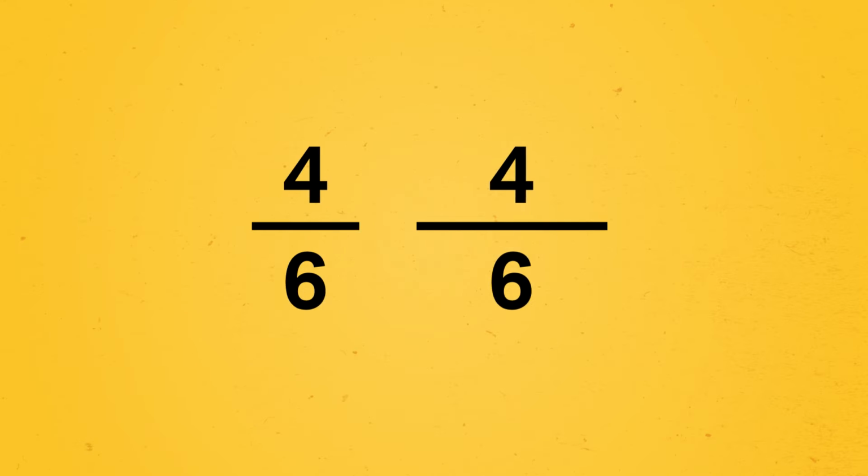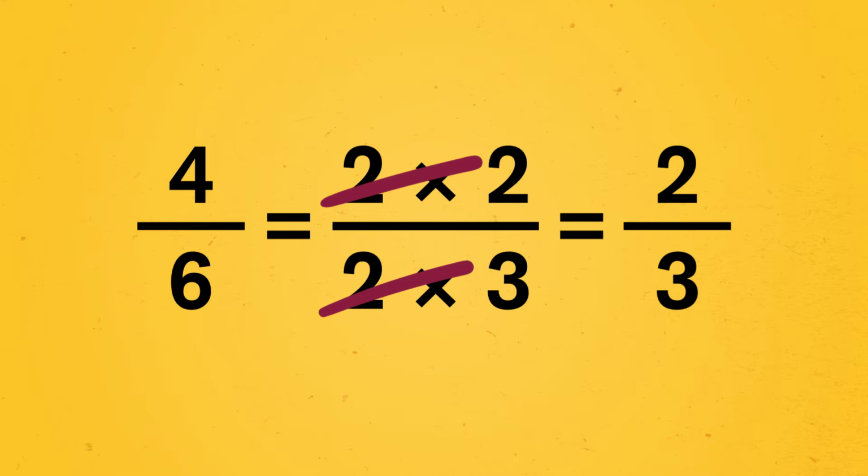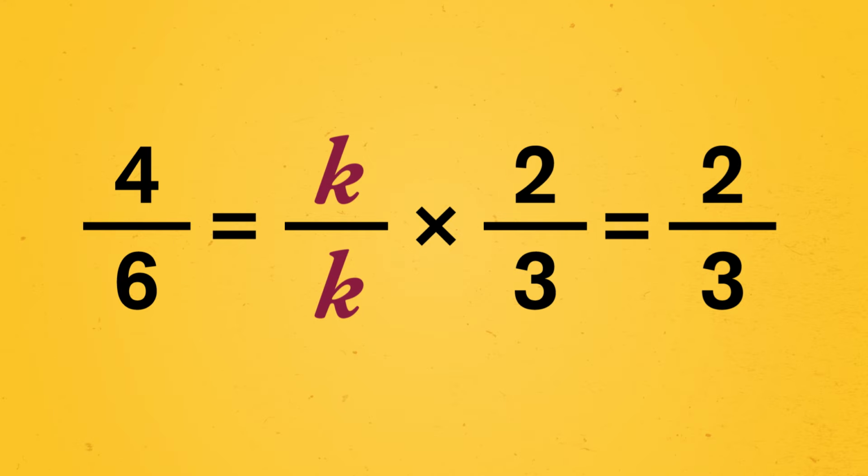It sounds obvious, but this fourth property is actually behind all the arithmetic involving fractions. For example, it's the principle we use to reduce or simplify fractions by writing them with smaller numbers. And many people like to think of this as factoring out a K on top and a K on bottom to get K over K, which we know is really 1.